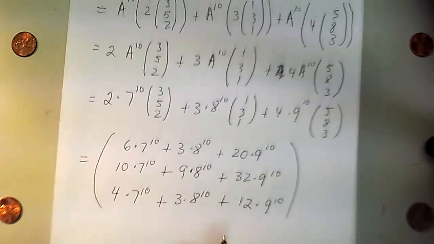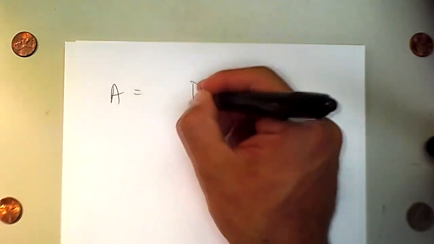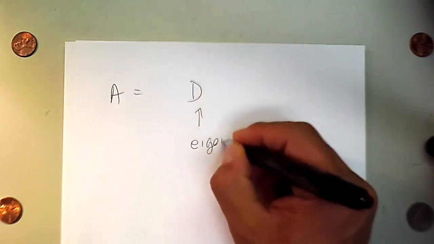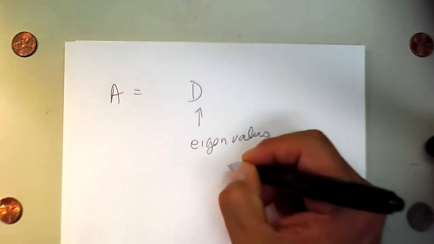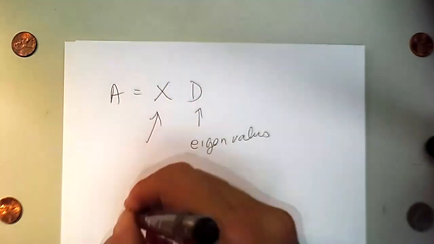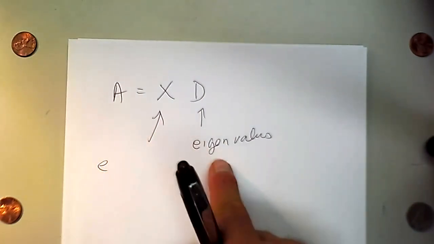Okay, so let me summarize what we did. We're going to be given matrix A. We have to come up with a matrix D, which is made up of eigenvalues. We have to come up with a matrix X, which is made up of columns. The columns are eigenvectors corresponding to those eigenvalues.